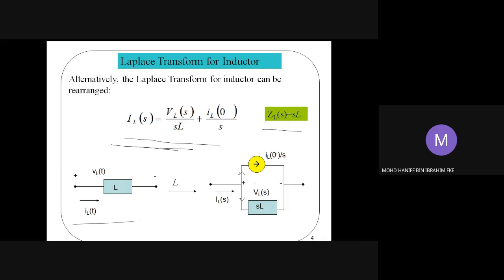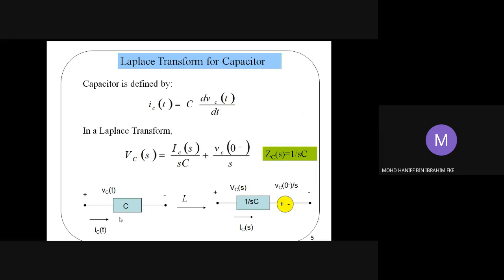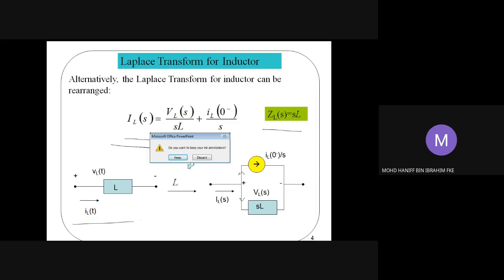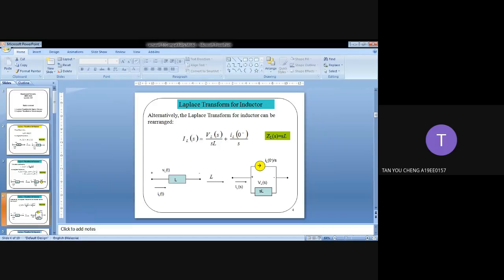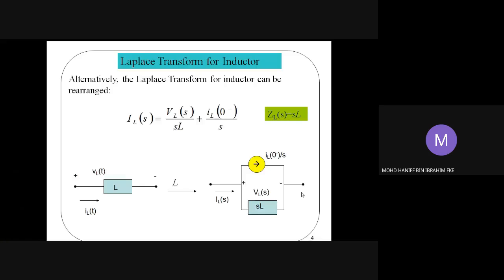So far so good. Is it understood? All right, good. Thank you very much for the response. Okay, so let us proceed with the next component, which is a capacitor.